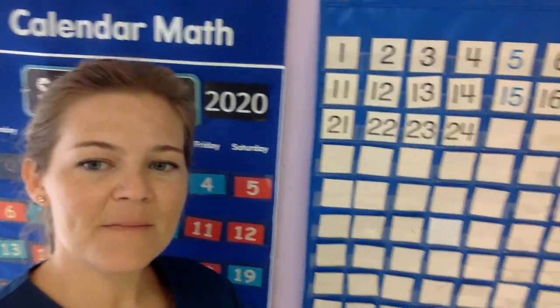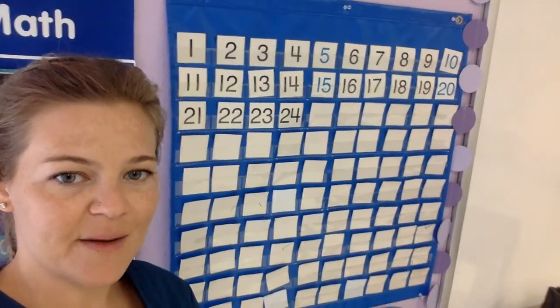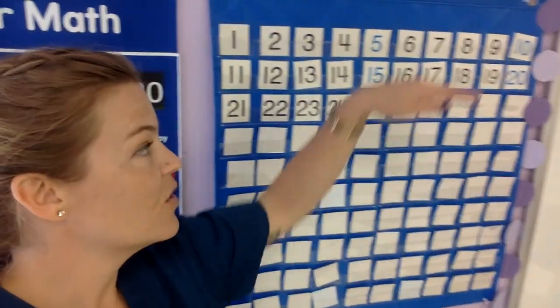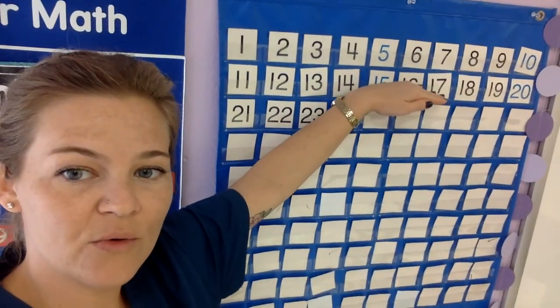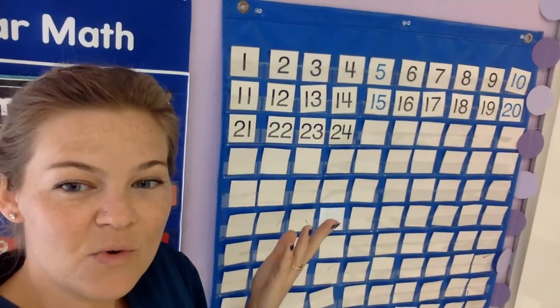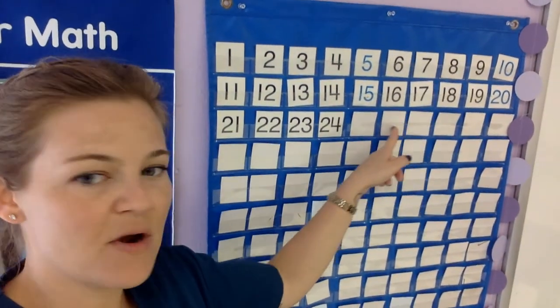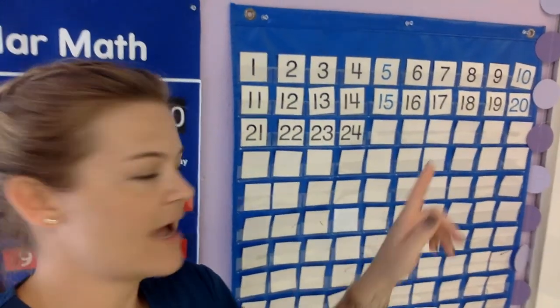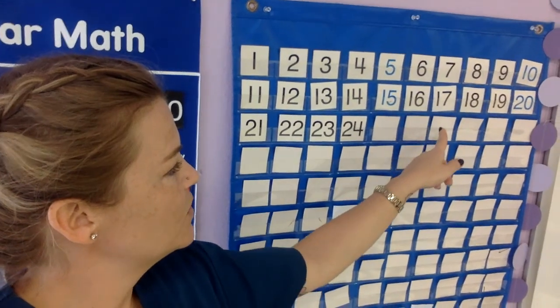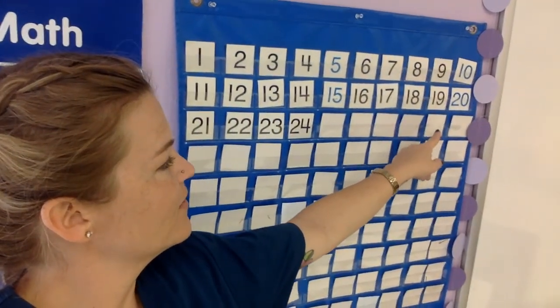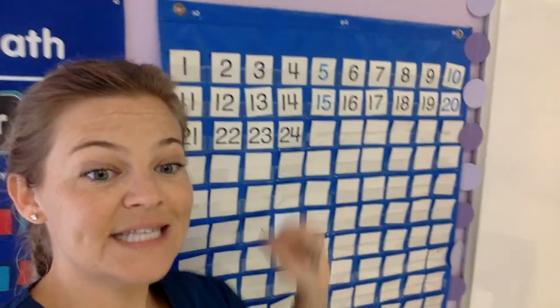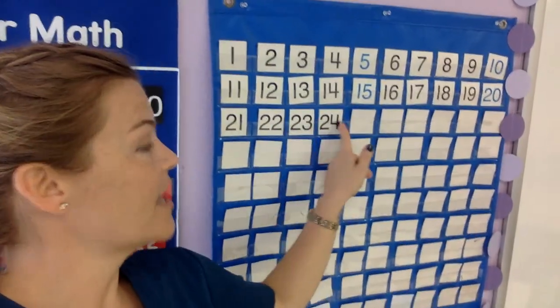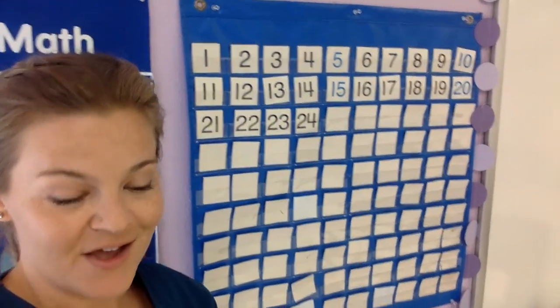Now, how many rows have we filled up? We've filled up 2 whole rows. How many more days do we have to fill up our 3rd row? Let's see, let's count. 1, 2, 3, 4, 5, 6. So 6 more days to fill up our 3rd row. Okay, nice job with calendar today.